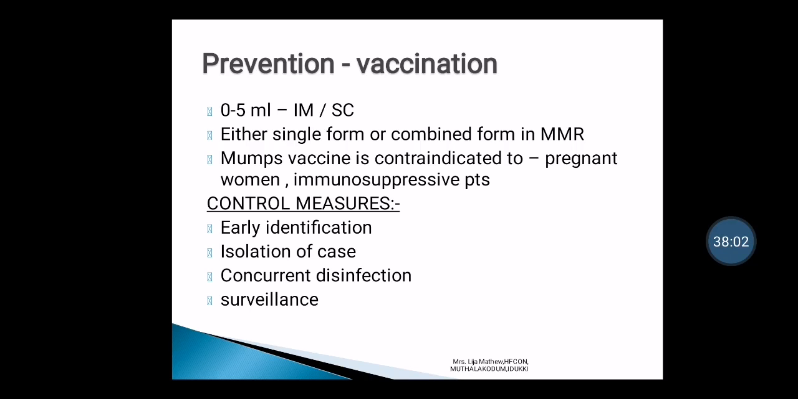Then regarding the control measures, the only thing is early identification and diagnosis. So it is very difficult because of the occurrence of subclinical cases also.